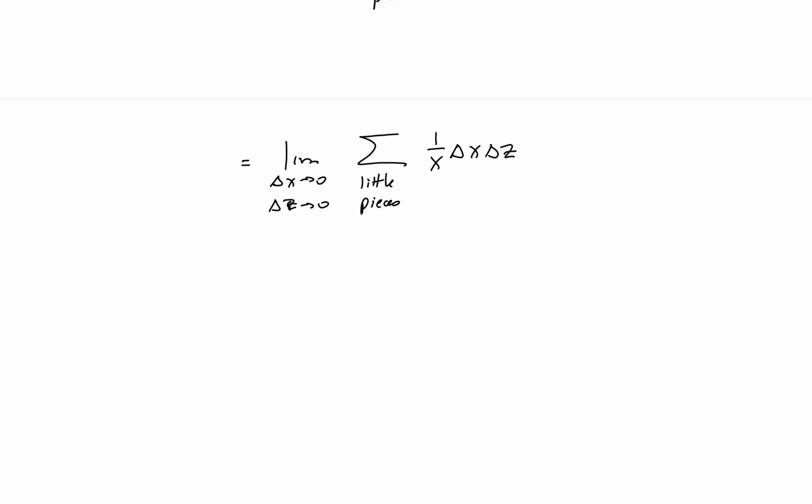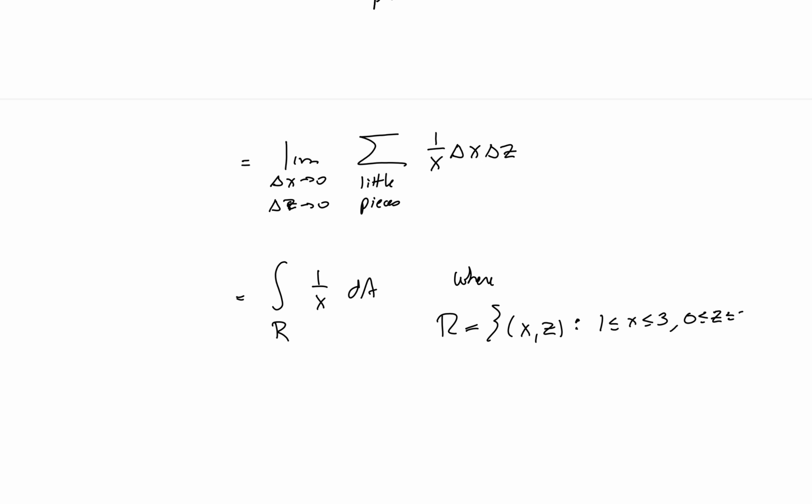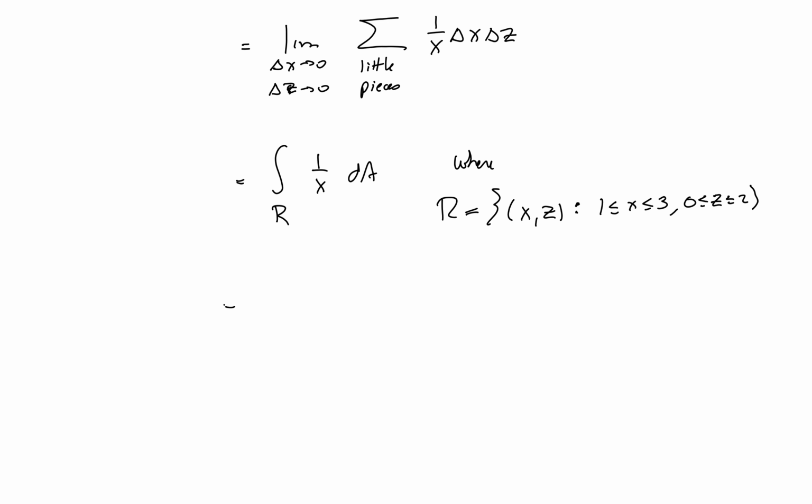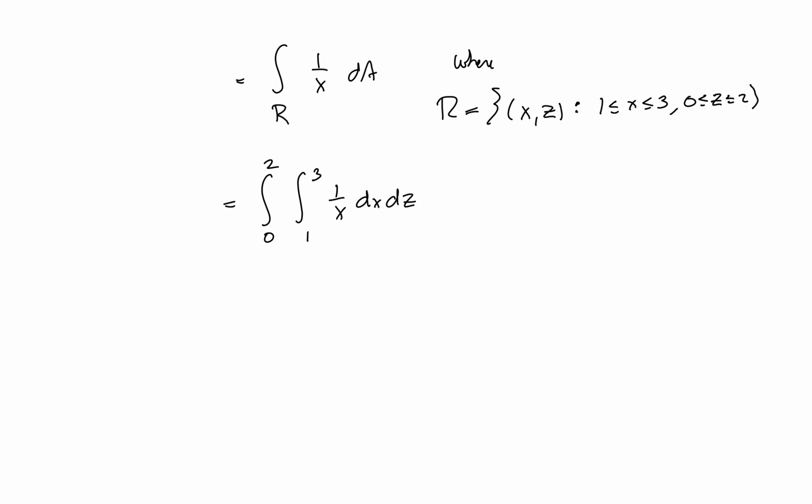So notice this piece here is just a double integral over R of 1 over x dA, where R is the region. We can just think of this in the xz plane, so x and z, where 1 is less than or equal to x is less than or equal to 3, and 0 is less than or equal to z is less than or equal to 2. And now we know how to do an integral like this. These are the two-dimensional integrals we've already been doing. We can choose whichever order we want because this is over a nice box, so an easy integral.